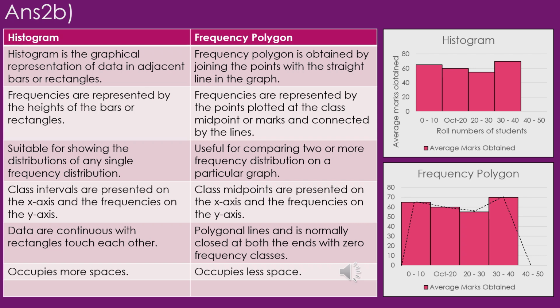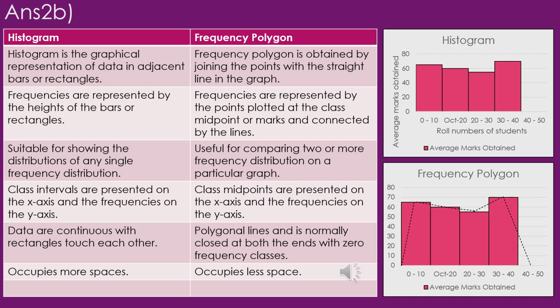Again, for the histogram, what is the next point? Data are continuous with rectangles touching each other, while frequency polygon has polygonal lines and is normally closed at both ends with zero frequency classes. Last point: histogram occupies more space, while frequency polygon occupies less space.